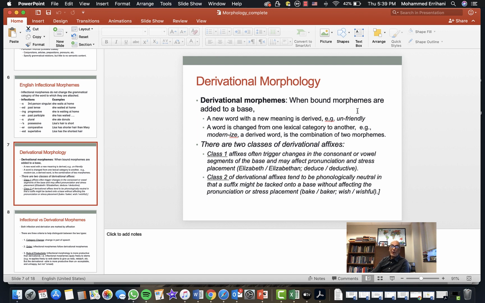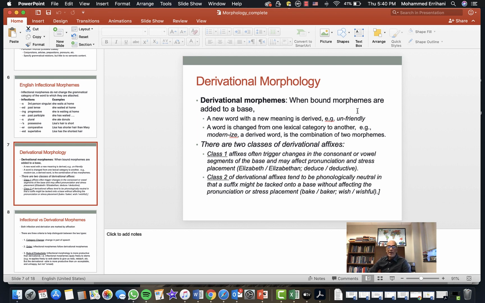For example, you have friendly. If you add un at the beginning, it becomes unfriendly. So here there is a big difference in meaning, obviously, between friendly and unfriendly. So therefore, the prefix un is what we call a derivational morpheme. And the reason why we call it a derivational morpheme is because it changes the meaning when it's tagged to another word. A word is changed from one lexical category to another. A lexical category is basically the same as saying from one meaning changes to another meaning.